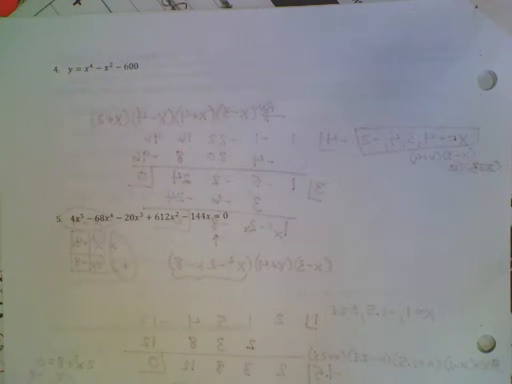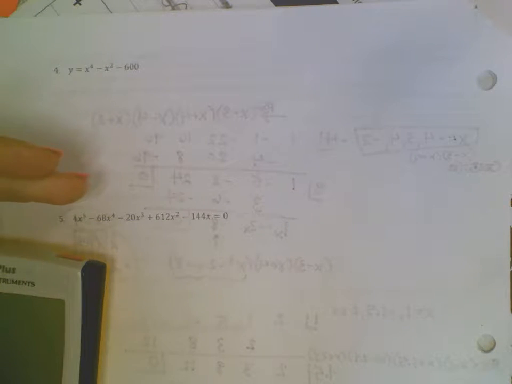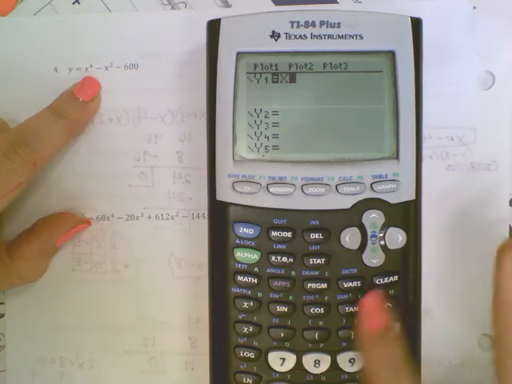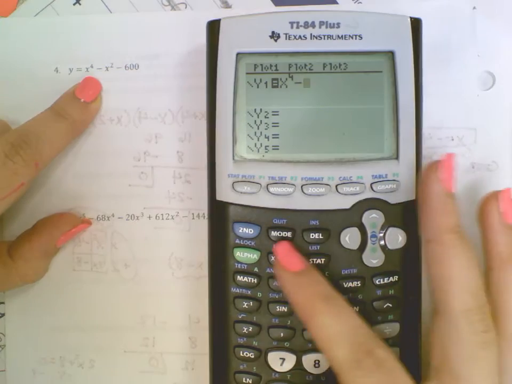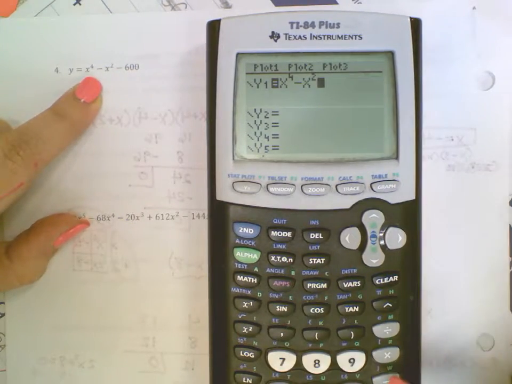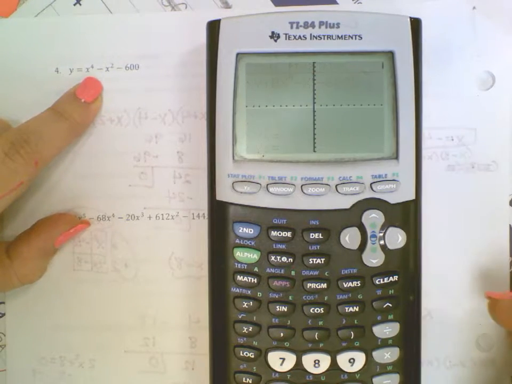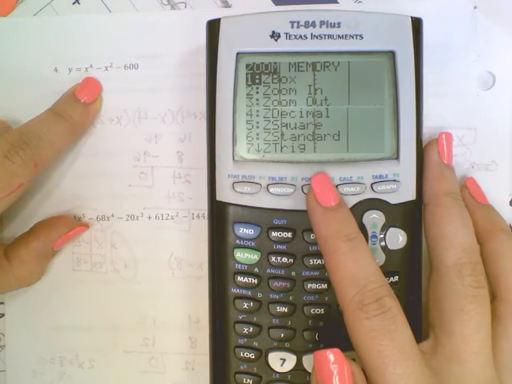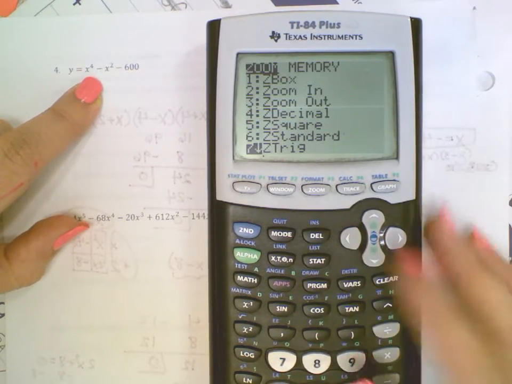For number 4, we see that we have a degree of 4. We're going to use our calculator to find 2 zeros that we can then use synthetic division to find the rest. So I'm going to go ahead and plug that into my calculator. So y equals x to the 4th minus x squared minus 600. I'm going to press zoom 6, because zoom 6 brings me back to my standard window.